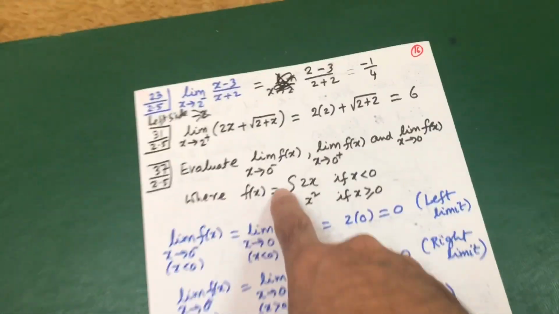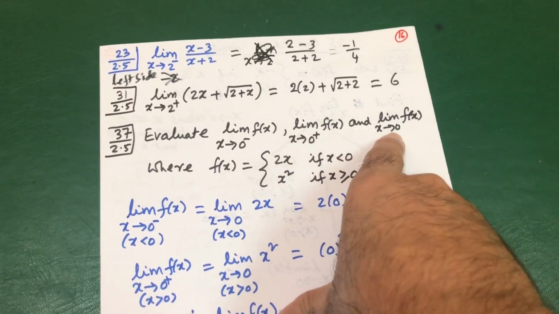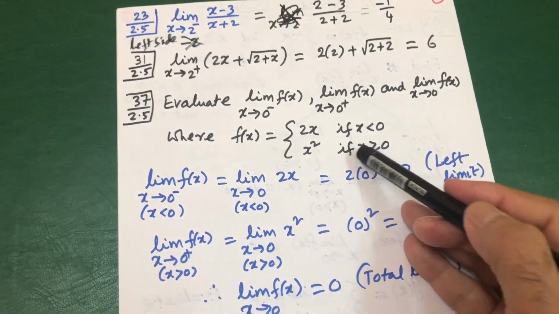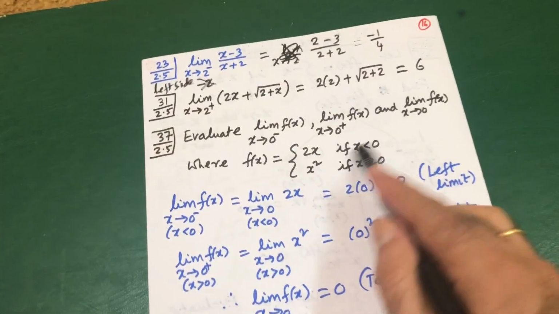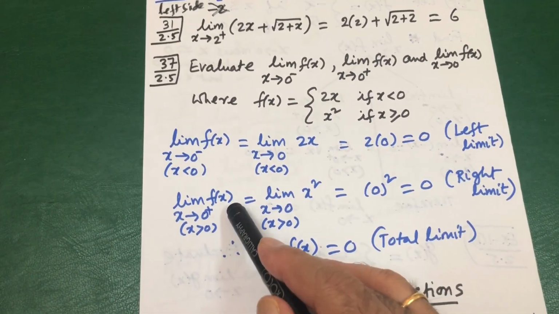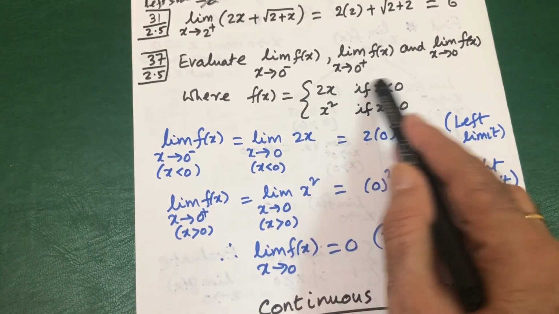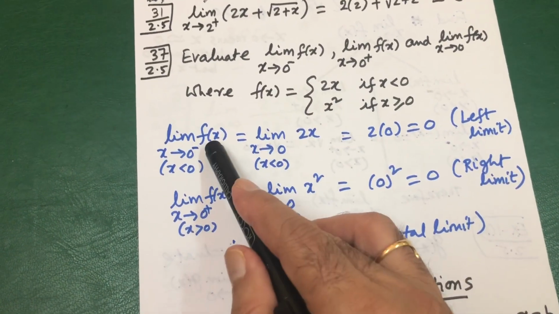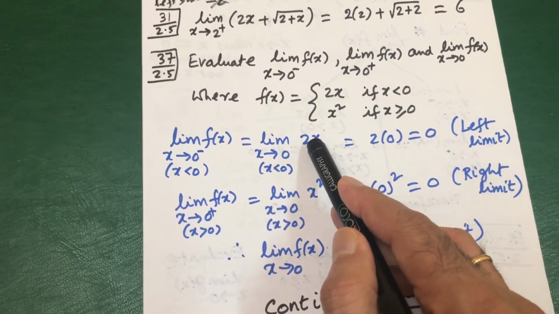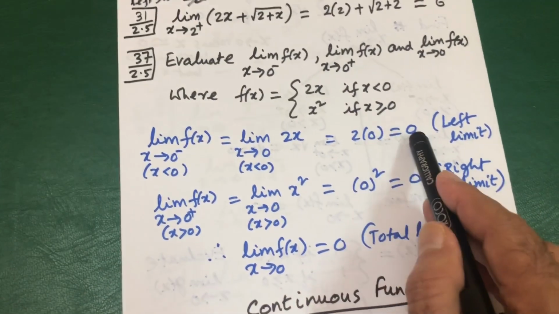Now here, limit f(x) is given. Find the left limit, right limit and total limit. So here is a split function. What do you mean by split function? Before 0, after 0. So before 0 I write 0 minus, after 0 I write 0 plus. Before 0 means x is almost equal to 0 and x less than 0. x less than 0, f(x) means 2x. So f(x) is replaced by 2x. See this? I put x equal to 0. Same thing. As long as the denominator is not equal to 0, simply put x equal to 0, you get 0.